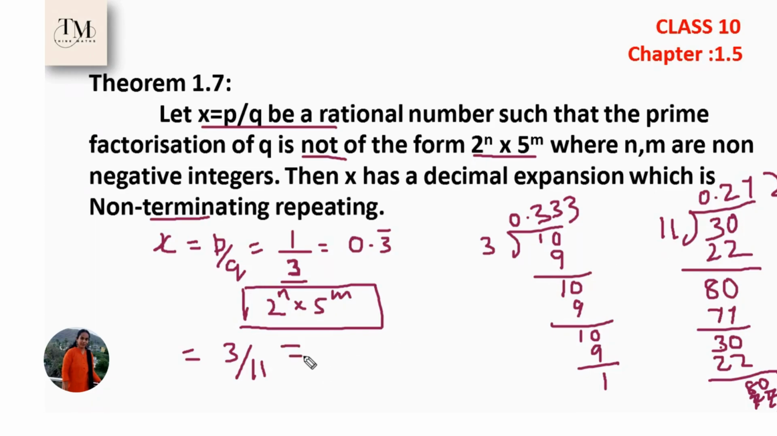So the decimal expansion of 3 by 11 will be 0.27 bar. That is, this 27 will be repeated without end. So the decimal expansion is non-terminating repeating, because the denominator q is not of the form 2 power n into 5 power m. So if q is not of the form 2 power n into 5 power m, their decimal expansion will be non-terminating repeating.